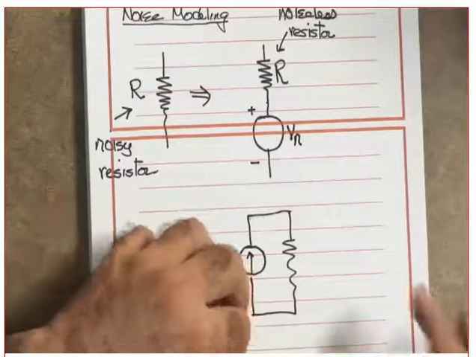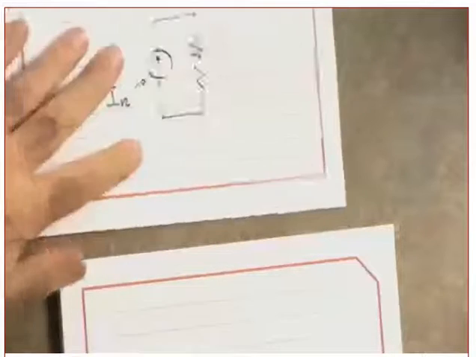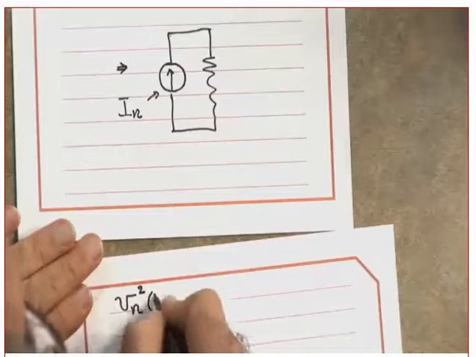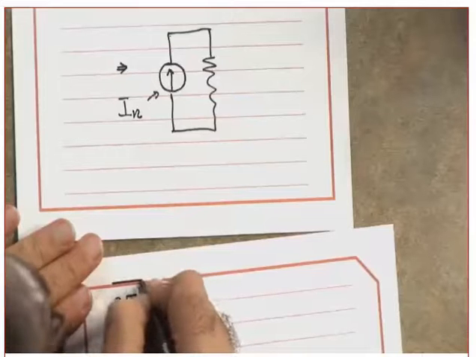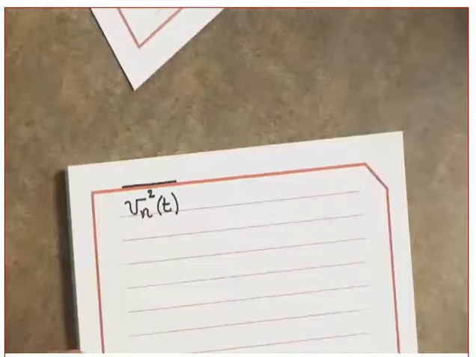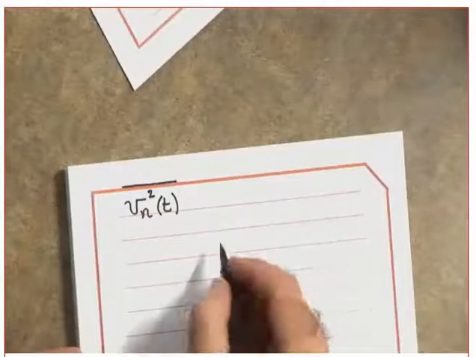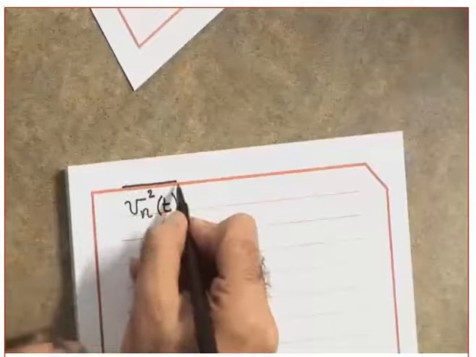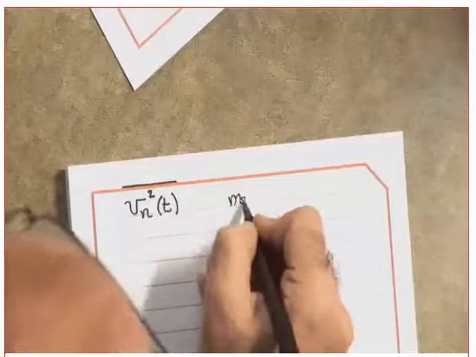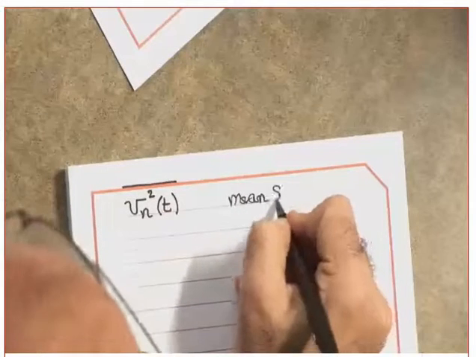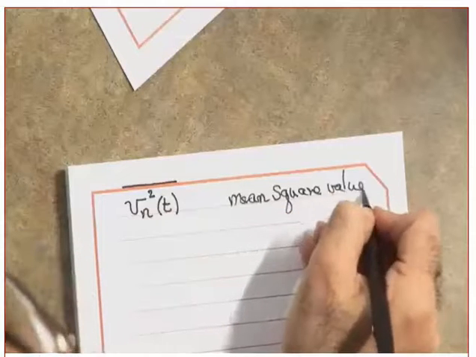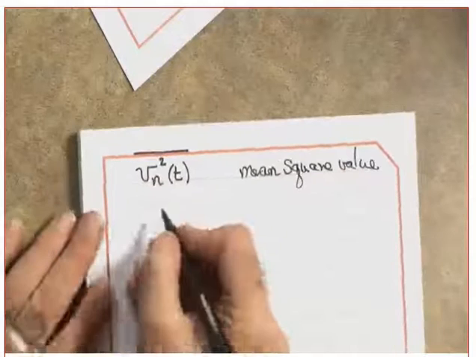Now, the Vn square of t, bar. What is this called? Anybody? What do I call this? First of all, do you understand what this means? The bar means average, and this one is square. So this is called the mean square value. What does it represent? Okay, first of all, tell me what this is.